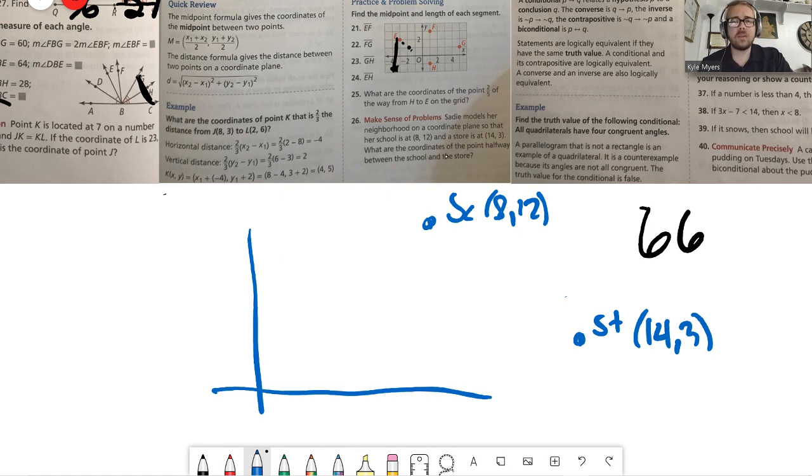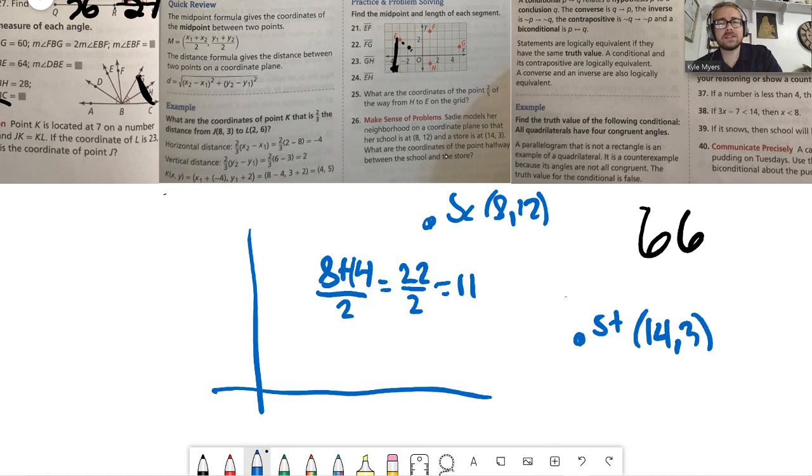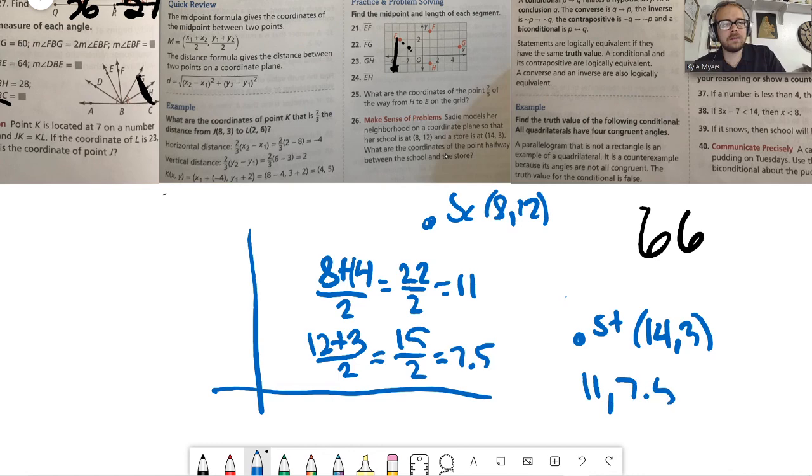Okay, well, if we want the coordinates of the point that's halfway between, that just means we need the midpoint formula, right? So the midpoint would be 8 plus 14 over 2. 8 plus 14 would be, let's see, oh, I just blanked for a second, 22. Heck in math. 22 over 2 is 11. So there's the x-coordinate of the point. And then we would need 12 plus 3 over 2. 12 plus 3 is 15. 15 over 2 is 7.5. So the coordinates of the point that's halfway between would be 11, comma 7.5.